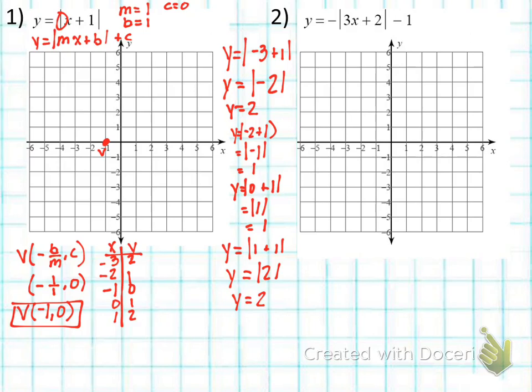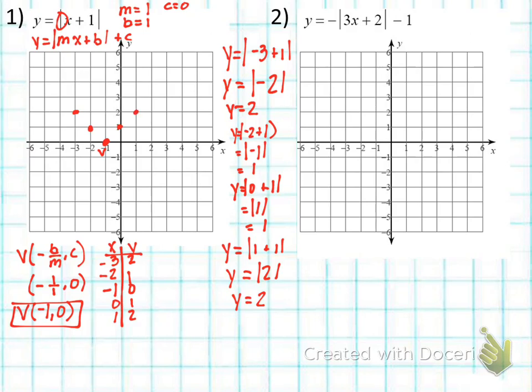This was my vertex. I already plotted that. Now I'm going to plot the other ones. So let's start. Negative 3, positive 2. So negative 3, positive 2 should have a point right here. Negative 2, 1. We already have the vertex. And then we have 0, 1, and 1, 2.